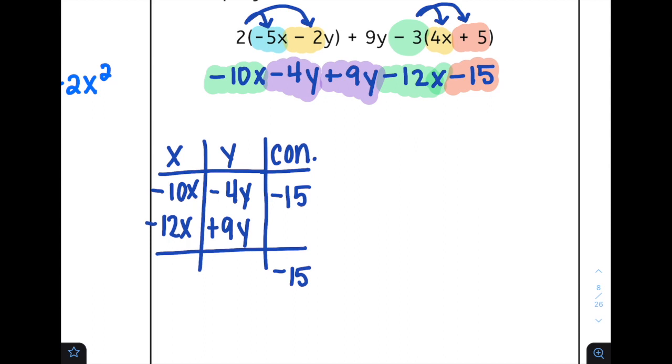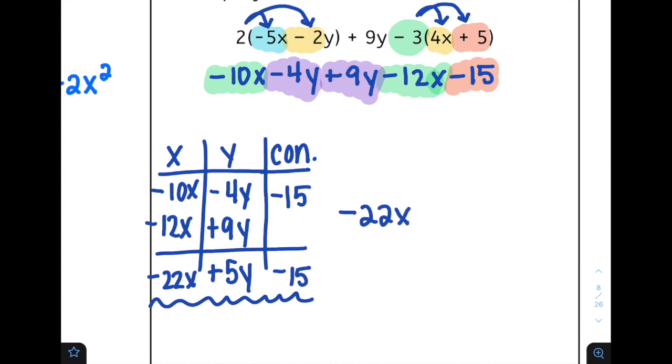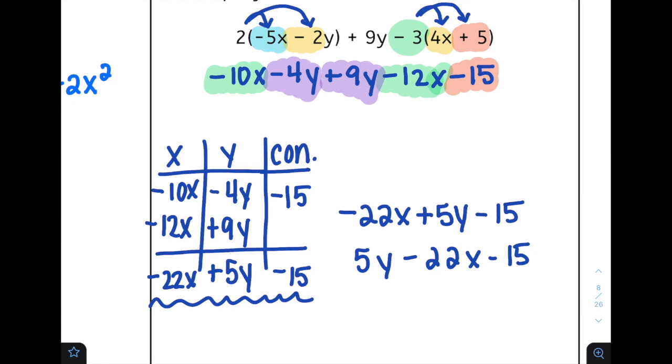Negative 4y plus 9y, we're going to get positive 5y. And then negative 10x minus 12x, we're going to get a negative 22x. So our simplified expression would be negative 22x plus 5y minus 15. If you wrote it as 5y minus 22x minus 15, that would have worked as well.